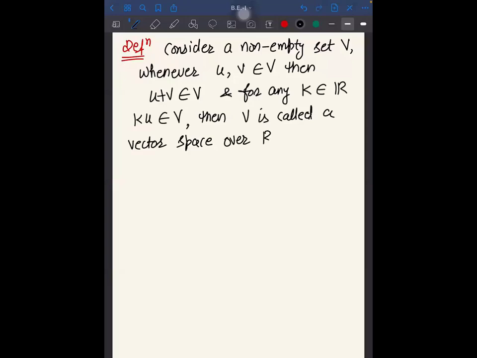Over R, if it satisfies the following properties. If it satisfies the following properties. And the first property, I'll call it A1.